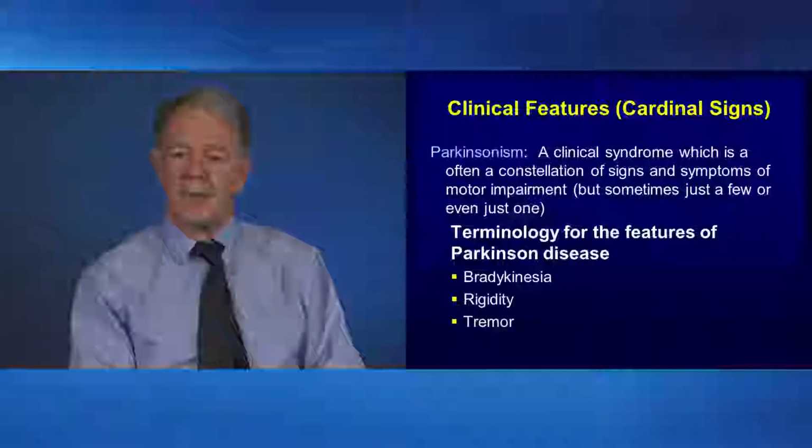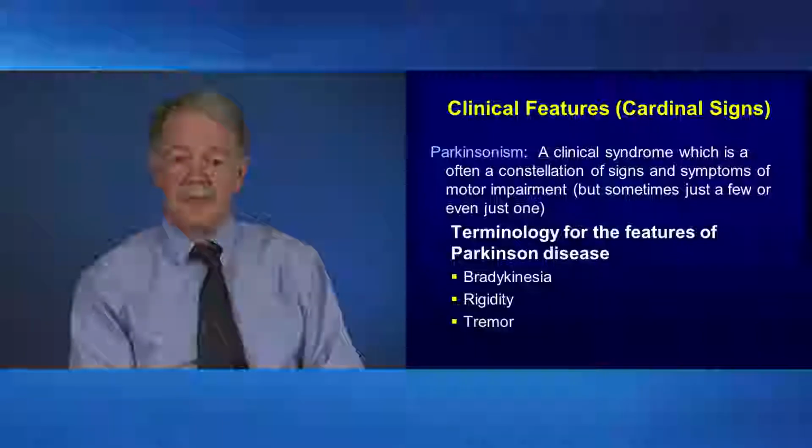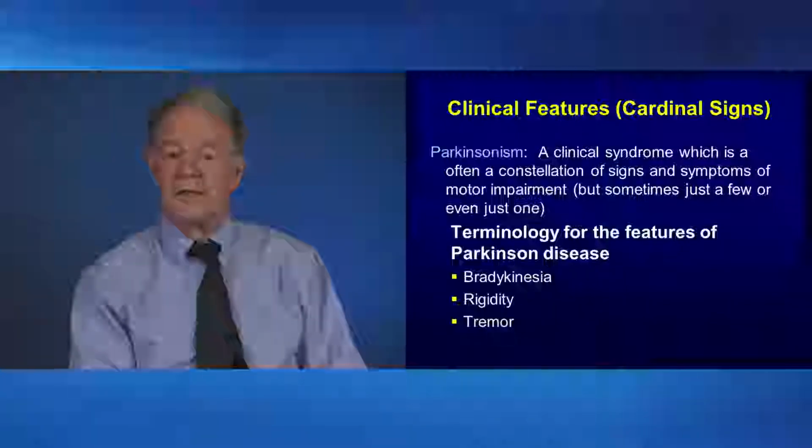So let's start out from the beginning. The cardinal signs, the key features of Parkinsonism are listed here. Now, Parkinsonism is a clinical syndrome, which is often a constellation of signs and symptoms of motor impairment, sometimes just a few of them, or even just one in some patients. For example, bradykinesia, slowness of movement, as we'll talk about, can be the only feature in some people without the tremor that is often regarded as a core feature.